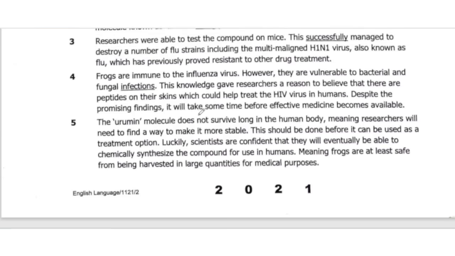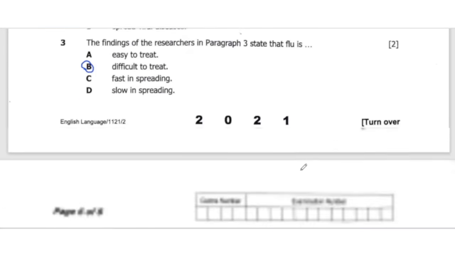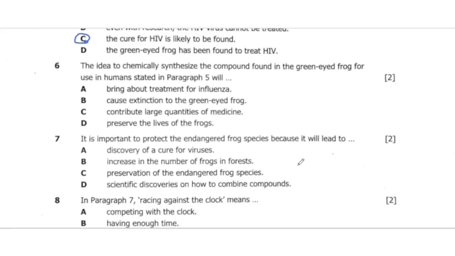Okay, the molecule does not survive long in the human body, meaning researchers will need to find a way to make it more stable. This should be done before it can be used as a treatment option. Luckily, scientists are confident that they will eventually be able to chemically synthesize the compound for use in humans, meaning frogs are at least safe from being harvested in large quantities for medical purpose. Okay, so go to the question. The idea to chemically synthesize the compound found in the green-eyed frog for use in humans, stated in paragraph 5, will be... preserve the lives of frogs?